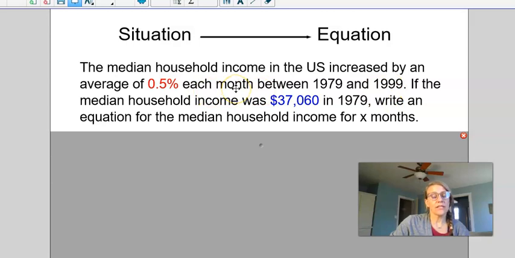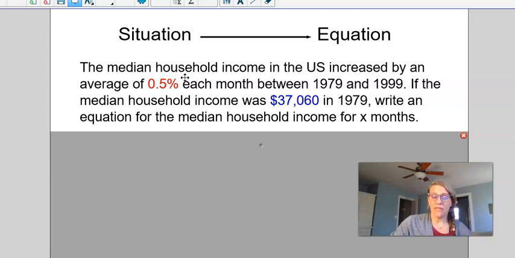Okay, so this is increasing every month. If the median household income was $37,060 in 1979, we want to write an equation for the median household income for X months. So this right here, you'll notice this red, because that's going to be in our multiplier. It's 0.5%. So we have to think about what that's going to look like as a multiplier. We want it to increase by 0.5%. So that means it has to be bigger than 1.